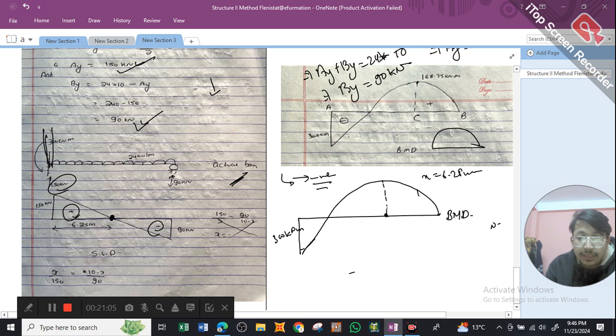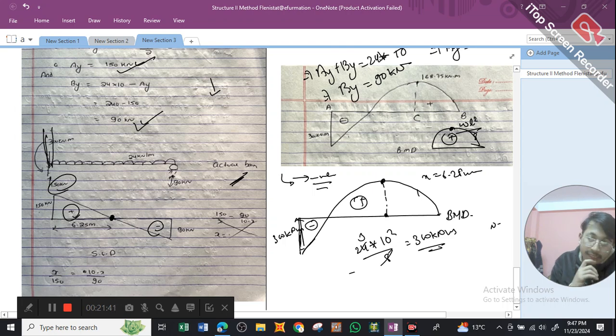So we can find the value of bending moment at 6.25 meters, which will be positive. The simple logic for our bending moment diagram whenever a UDL is acting in this way is that this value will be wL square by 8, which is w equals 24 into L equals 10 squared divided by 8, which is 300 kilonewton meter. But due to the influence of Ay, this will get decreased to some extent.